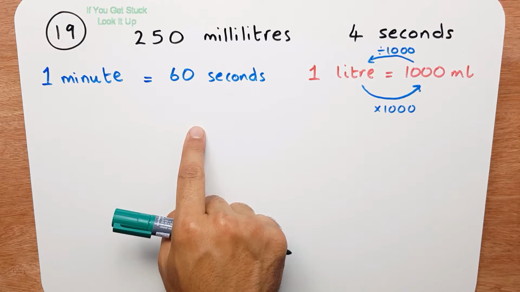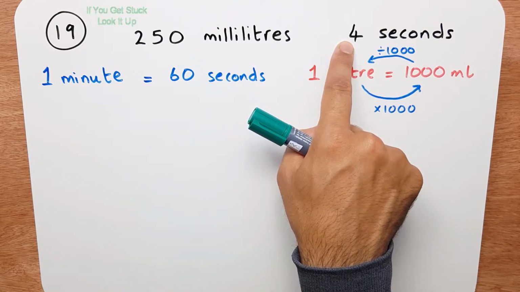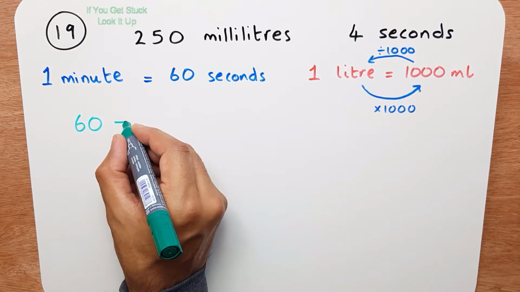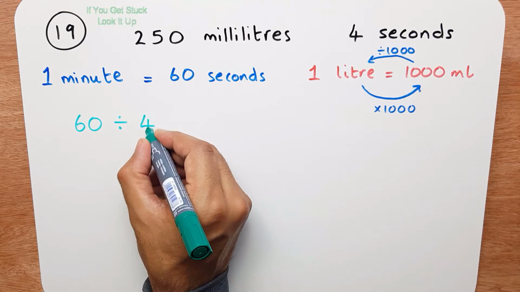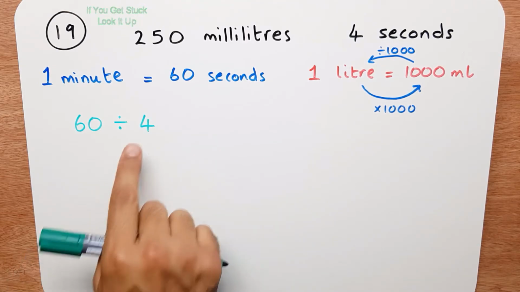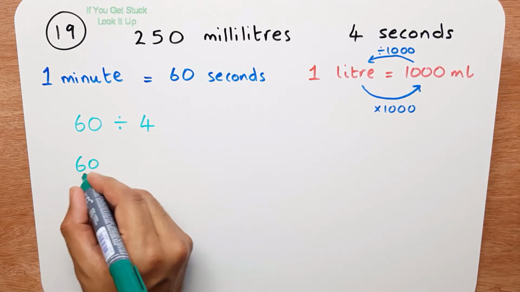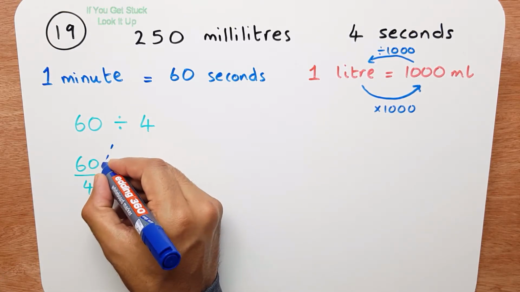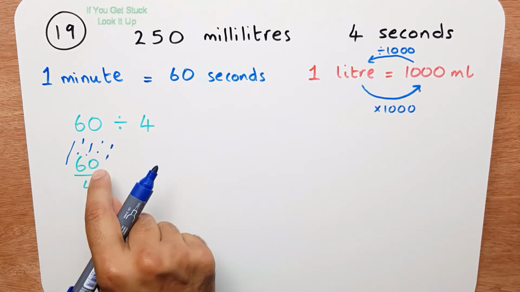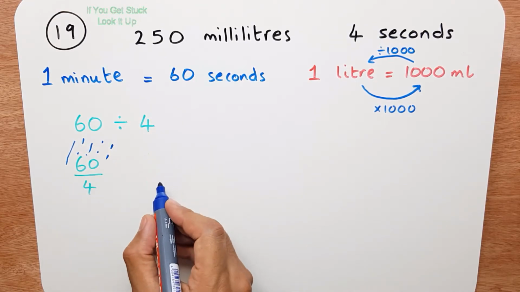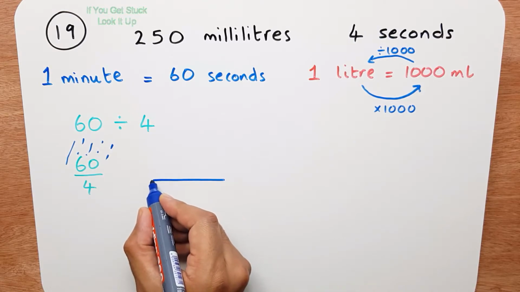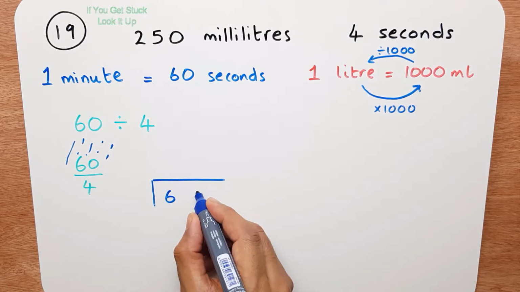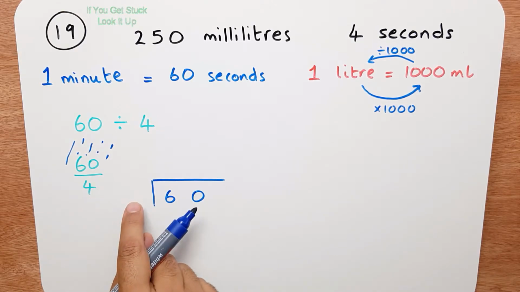So our first step is to find out how many lots of 4 seconds we have in 1 minute. So what we do is we do 60 seconds divided by 4. And I like to write this as 60 over 4 because I can use the bus shelter method. It's raining and the 60 is getting wet, so what we'll do is we'll build a bus shelter. Now because that's getting wet, we put it inside to keep it dry. And the 4 has to go outside.